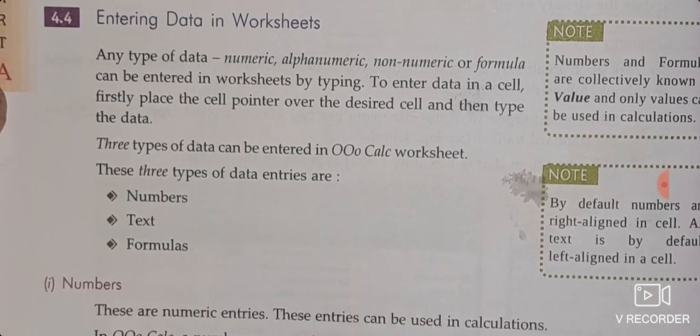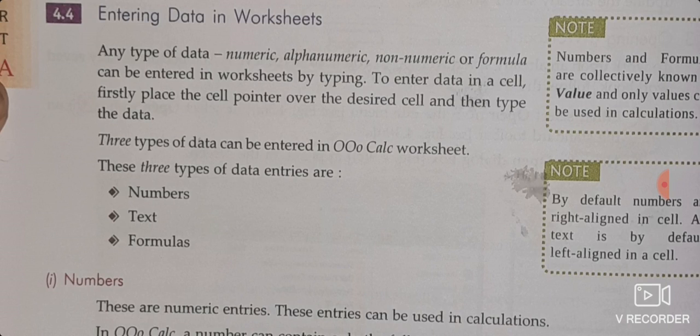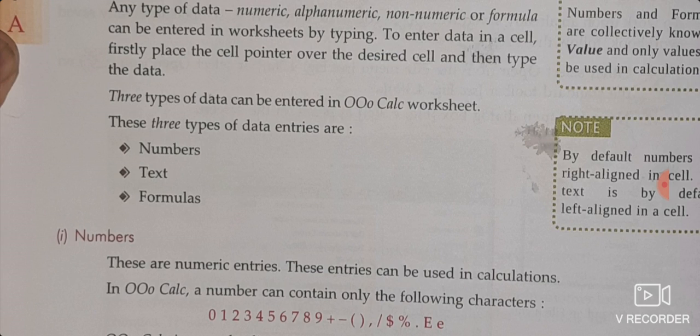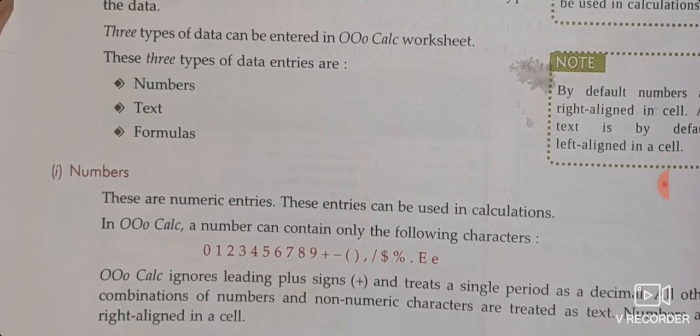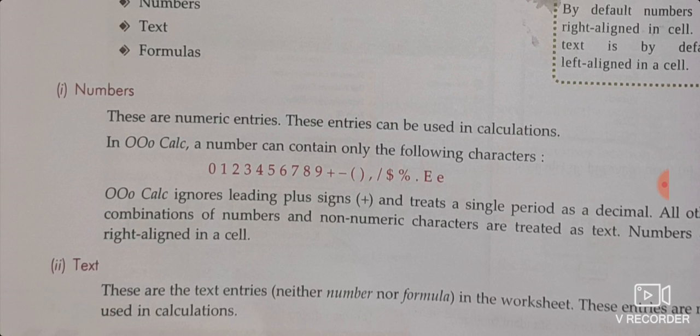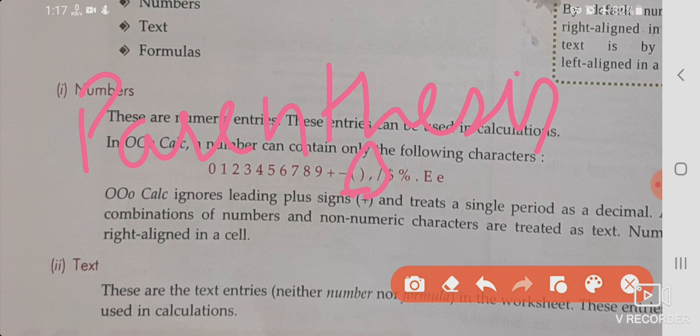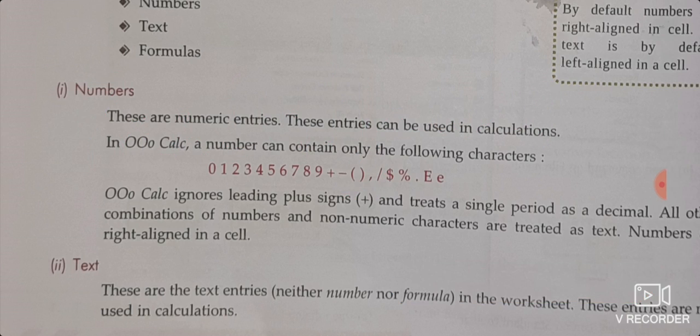How can we enter data in an Excel file? Three types of data are there: numbers, text, and formulas. You can see here numbers 0, 1, 2, 3, 4, 5, 6, 7, 8, 9, plus, minus, and children, this thing is known as parenthesis. We also say brackets or parenthesis. So please don't get confused.